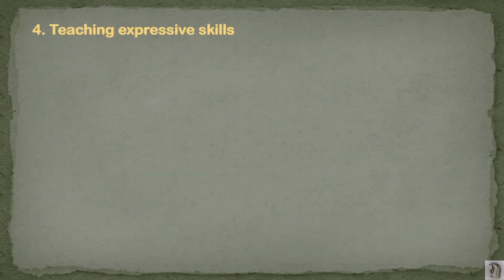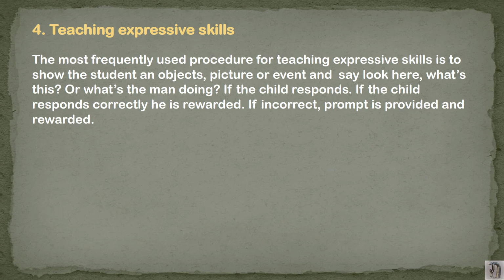Now let us see the fourth modality of intervention, that is teaching expressive skills. See, expressive skill is how I'm going to convey my message to the other. That is your expressive skills, okay. The most frequently used procedure for teaching expressive skill is to show the student an object, picture, or event, and say, look here, what's this, or what's the man doing in that picture, can you tell me what's happening in that picture. So this is how the child is able to express the skills.